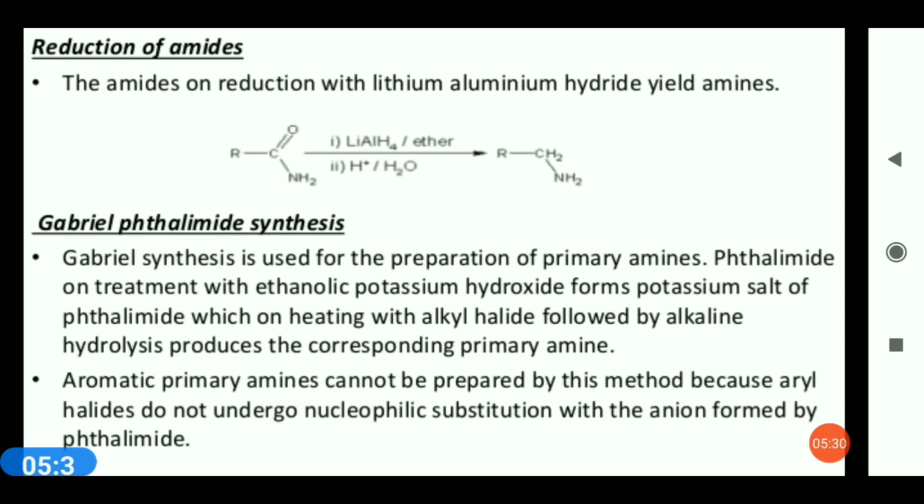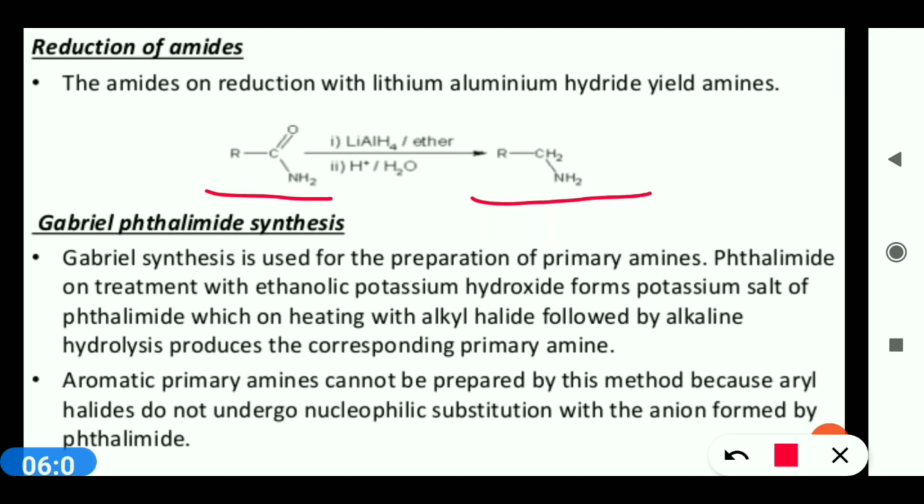Reduction of amides. Amides means the group CONH2. CONH2 group is known as the amide group. Amides on reduction with lithium aluminium hydride yield amines. So you can see in the reaction, this is the amide when it undergoes the reduction process. Reduction means addition of hydrogen. So it gets converted to amines.